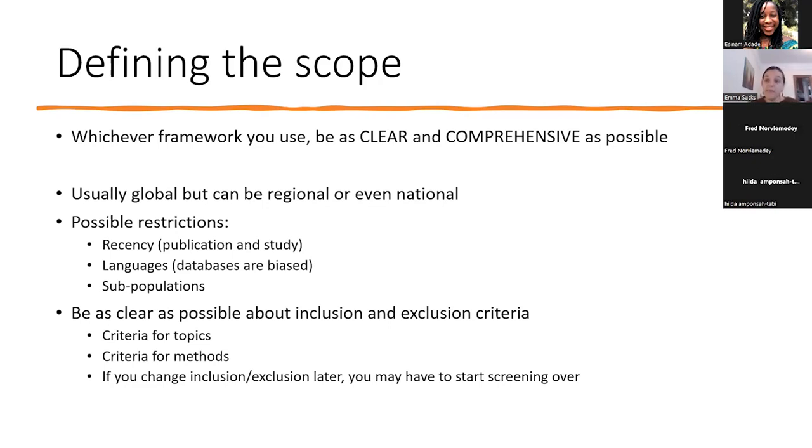I would just mention that if you're focusing on a region or country, be aware of the most common language or languages in those countries, to ensure that you're capturing the research on that country and from that country.